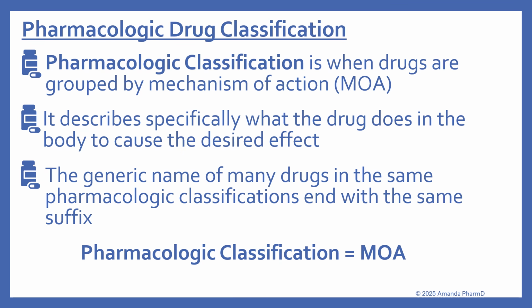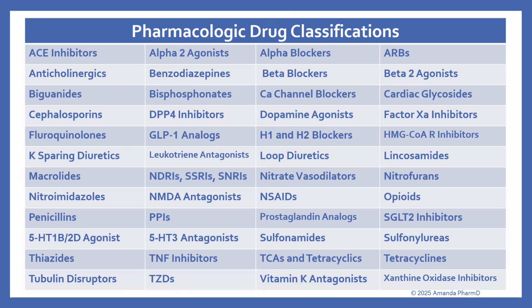So pharmacologic classification is when drugs are grouped by mechanism of action. It describes specifically what the drug does in the body to cause the desired effect. So, for example, what receptor in the body it binds to have the desired effect, or what it actually does in the body. The generic names of many drugs in the same pharmacologic classification end with the same suffix. So we'll see those as we go along. Just remember that the pharmacologic classification of a drug is the mechanism of action.